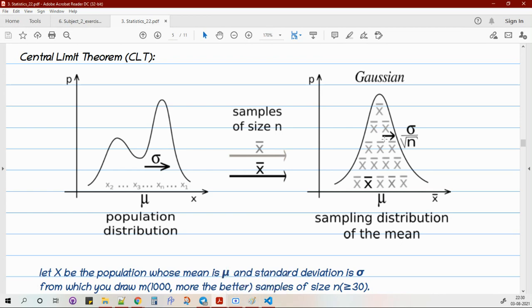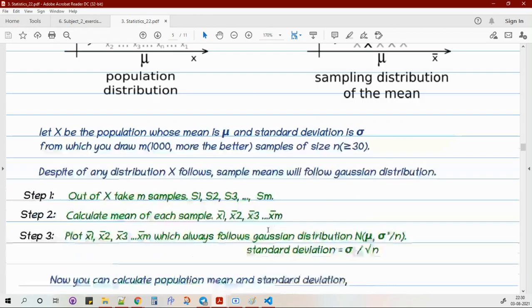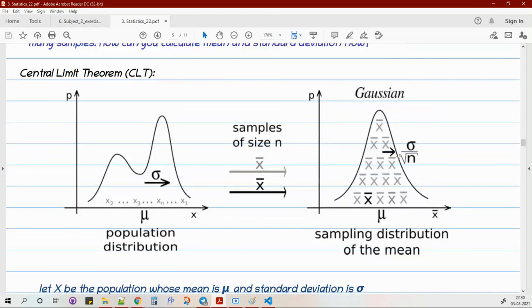So we know the standard deviation of the sampling distribution, right? That I will multiply by root 10, then I will get the value of sigma. And what is sigma? Sigma is the population standard deviation.